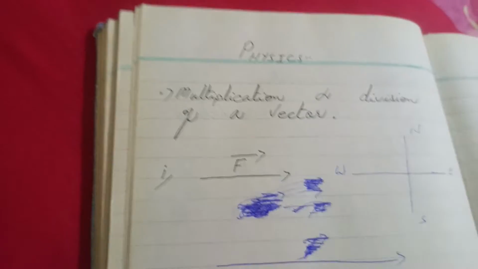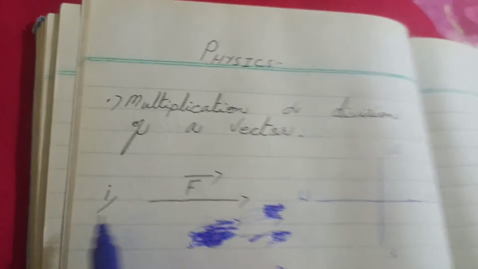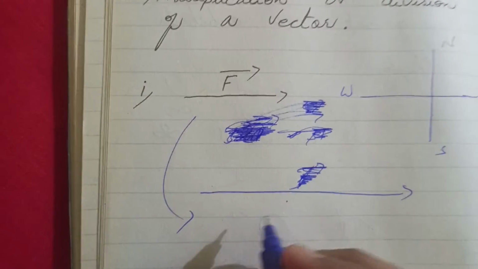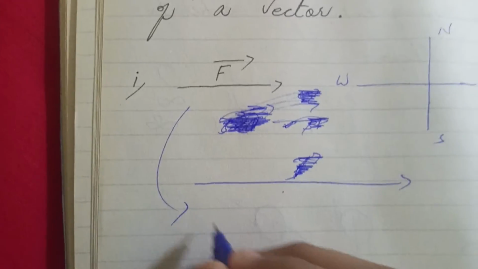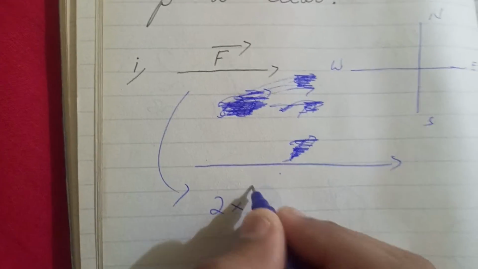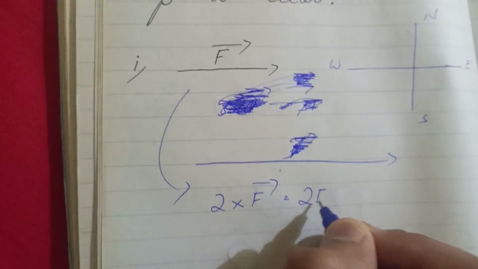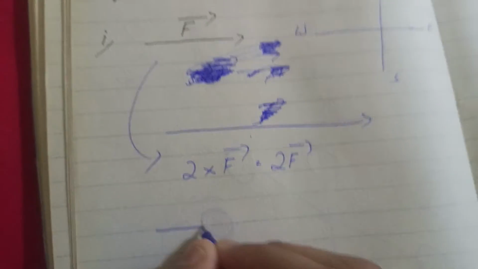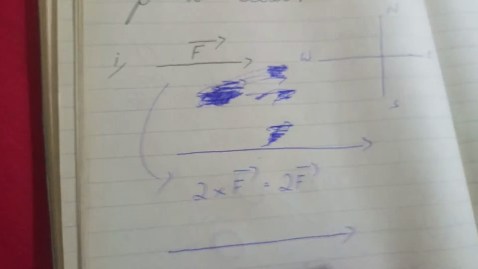As you can see, we have a first question which says that F is a vector which is moving towards the east. How to solve this? Firstly, we need to multiply this vector by a number. If I multiply vector F by 2, it will become 2F. The line will be bigger, but towards the east side.